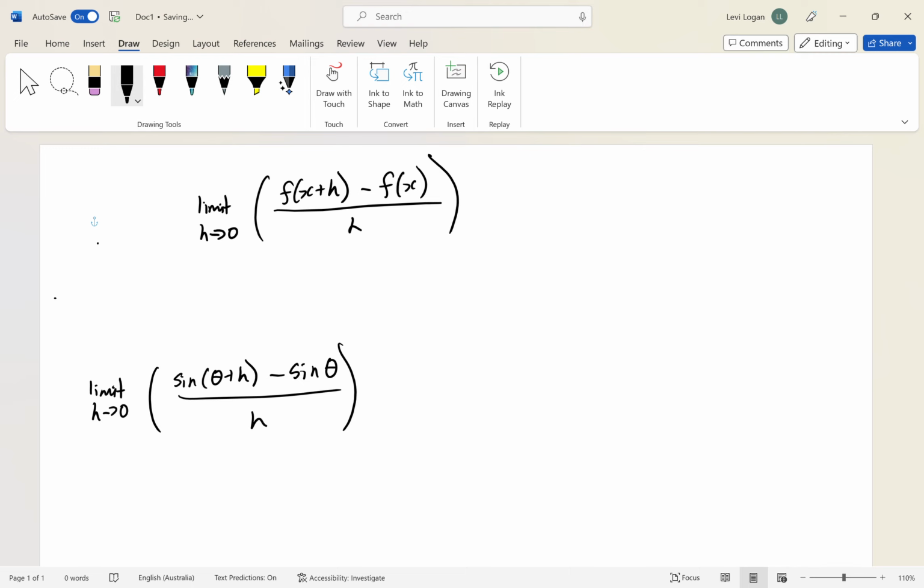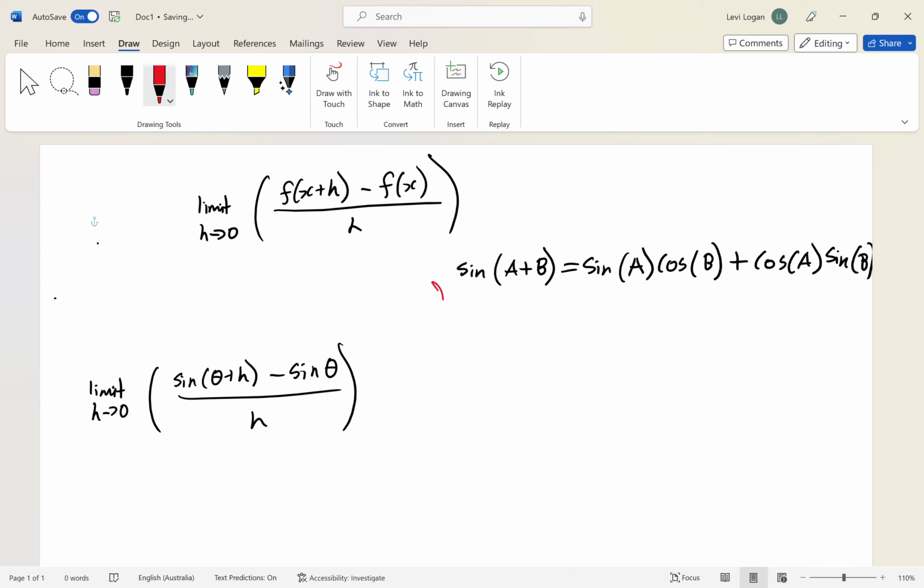So if you have sine of the sum of two angles, angle A plus angle B, that is equal to sine of A cos of B plus cos of A sine of B. Now there are millions of proofs for this.